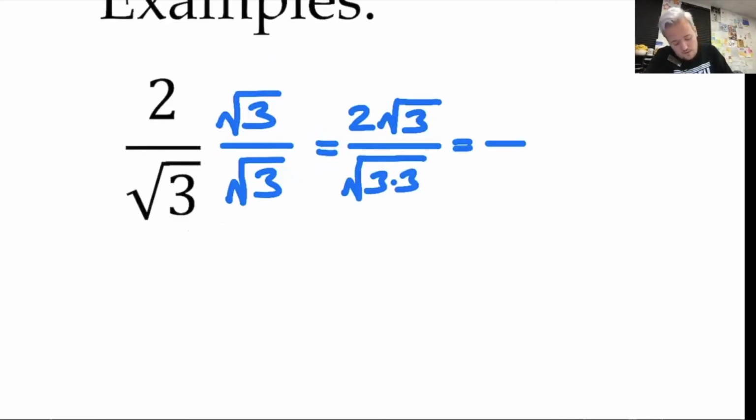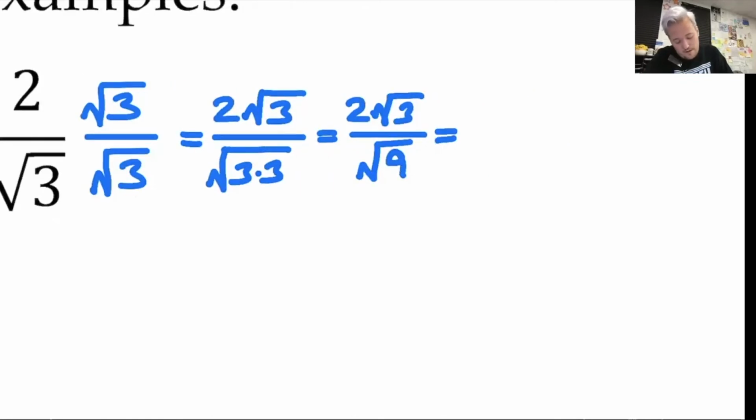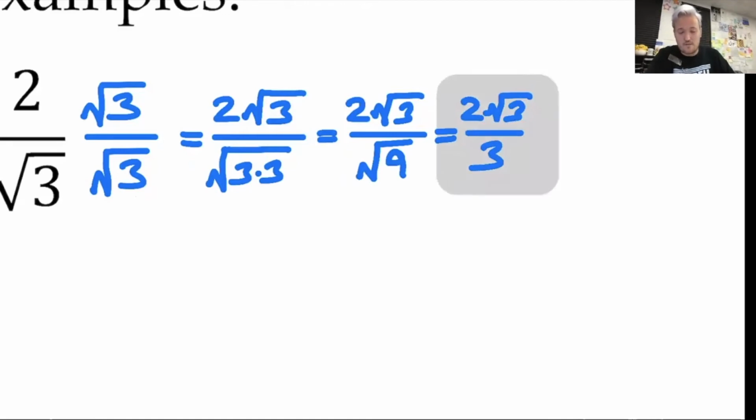which then I'm going to rewrite as 2 root 3 over the square root of 9. And then the square root of 9, that's a perfect square. So we have 2 root 3 over 3. So now there's no radicals in the denominator. There's no fractions inside of a radical. And there's no perfect square values that can be simplified. So this right here is my simplest radical form after rationalizing.